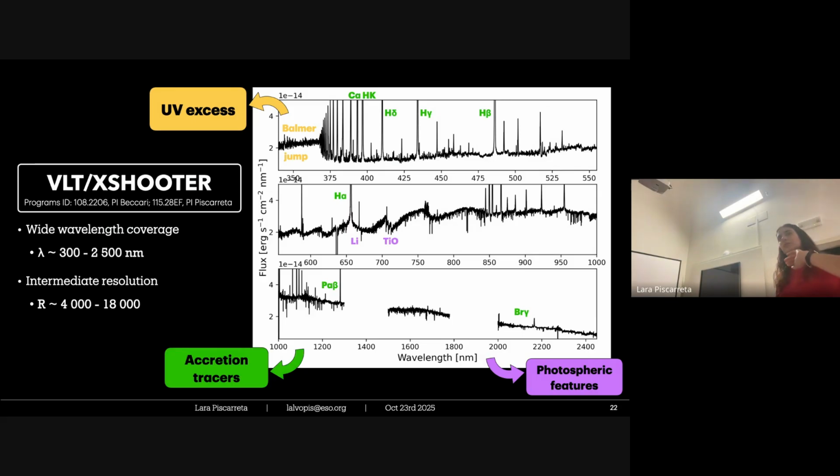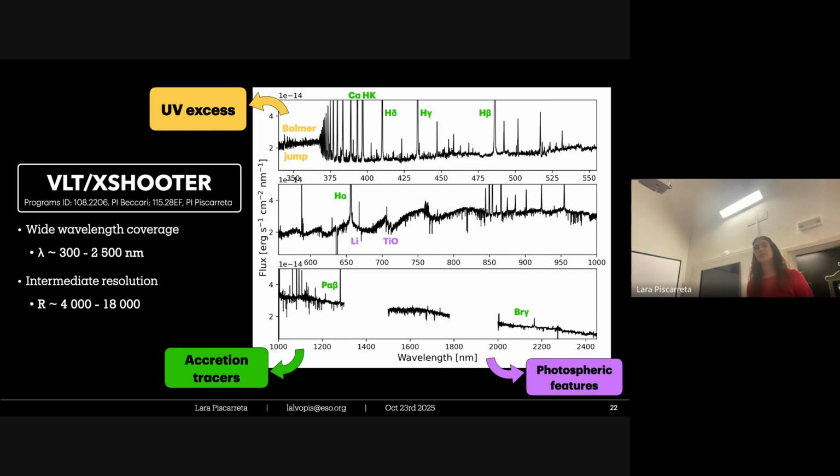This is an example of our spectra, which for some of you might be interesting to see. So we have a bunch of accretion lines, which are different accretion tracers. We have the Balmer jump, which I mentioned previously, which will help us constrain the UV excess. And of course, we have a wealth of photospheric features. Two of those are, for example, the titanium oxide bands at 710 nanometers, which are particularly important to spectrally characterize M dwarfs. And also the lithium line, which is important to also corroborate the age of our population. And I will touch upon that a little bit later.